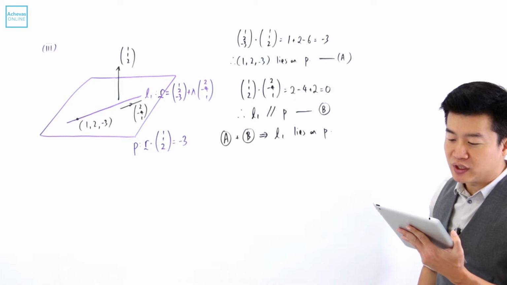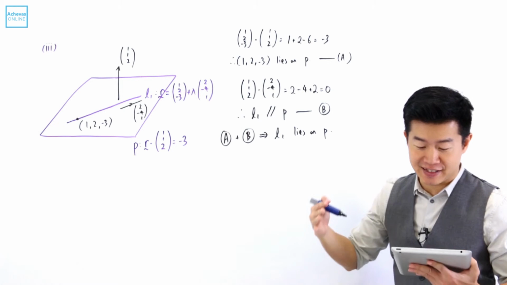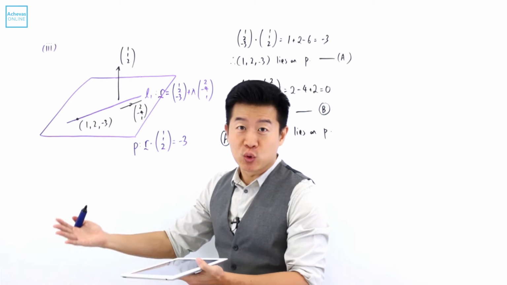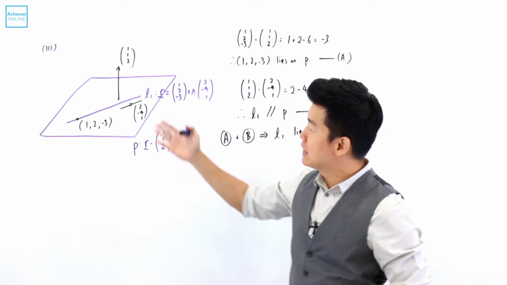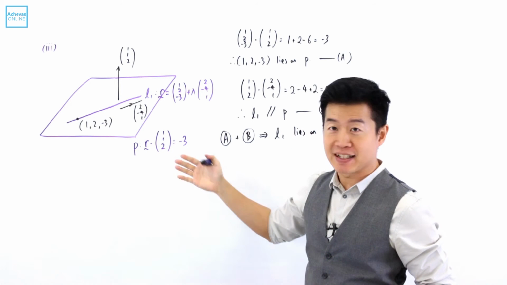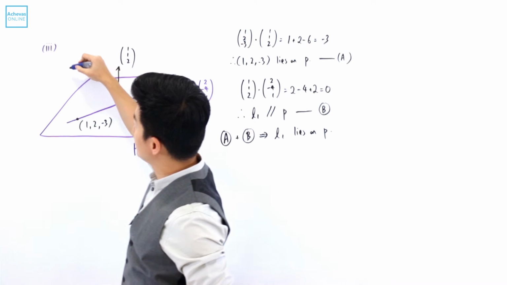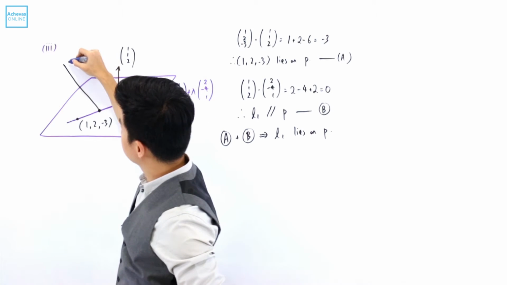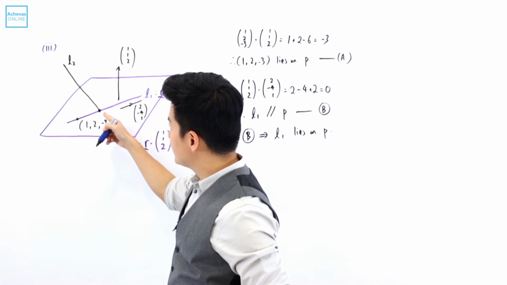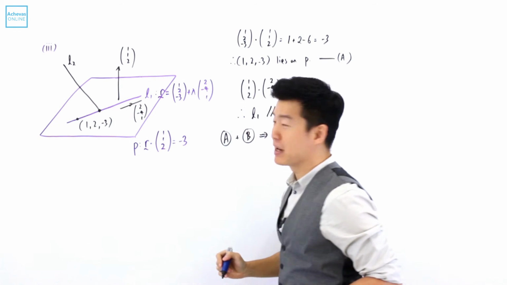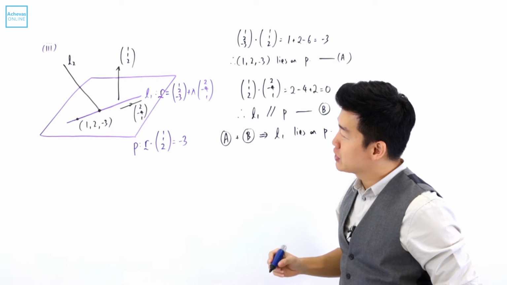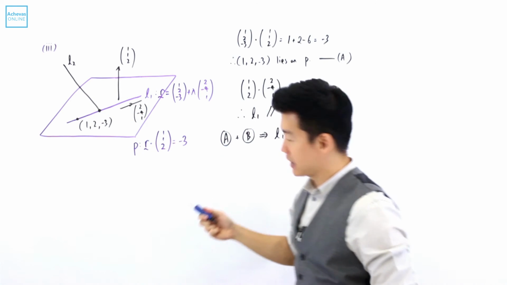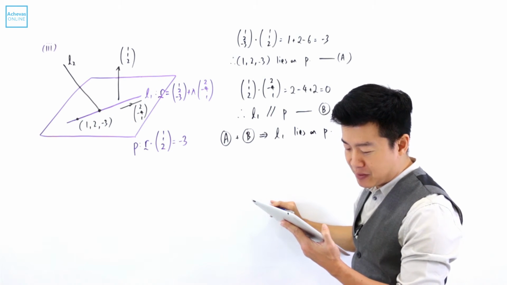Next, I want to find the coordinates of the point where L2 intersects P. In the previous part of the question, we know that L2 and L1 are supposed to intersect. And if now we have found out that L1 lies on P, that means the point of intersection between L1 and L2 must be at the place where L2 cuts this plane P also. And from the previous part of the question, we have already solved for the value of lambda when L1 and L2 intersect. From the previous part, the value of lambda is -1.